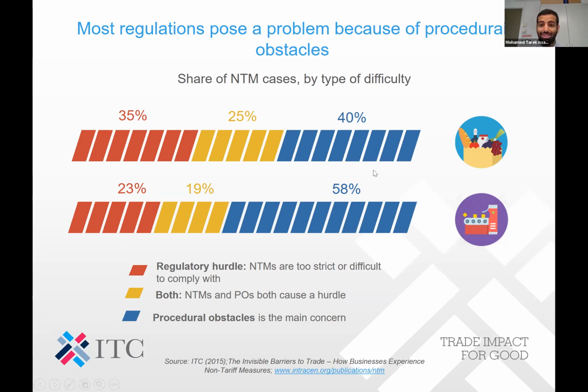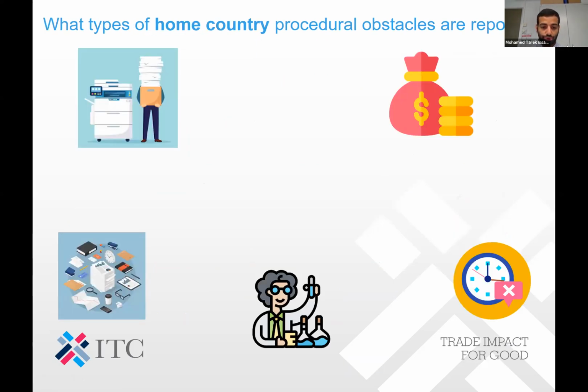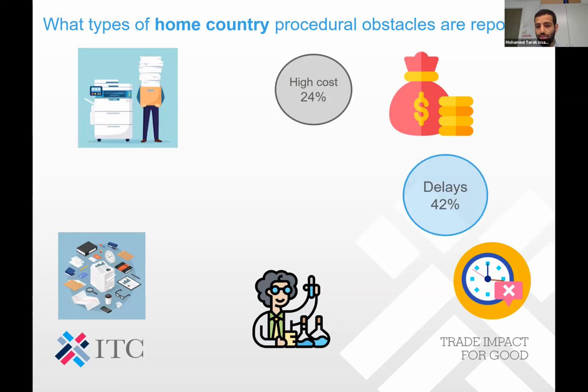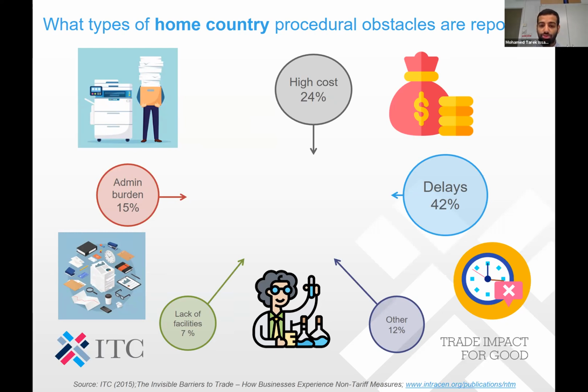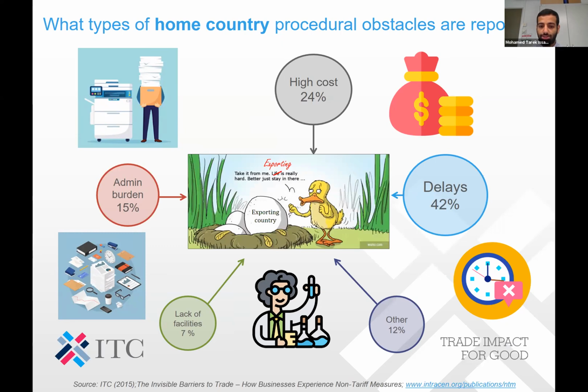So you see around 60% of the problems faced by manufacturing exporters are related to procedural obstacles. So what procedural obstacles are we talking about? It's mainly high fees and long delays. So this accounts for most of the problems, but we also have some administrative burden. We have lack of facilities to do some testing, and we have some other problems as well, which make exporting a challenging experience for companies.